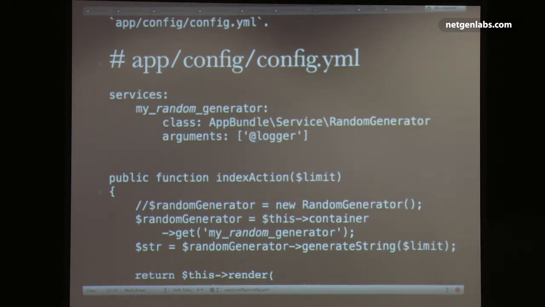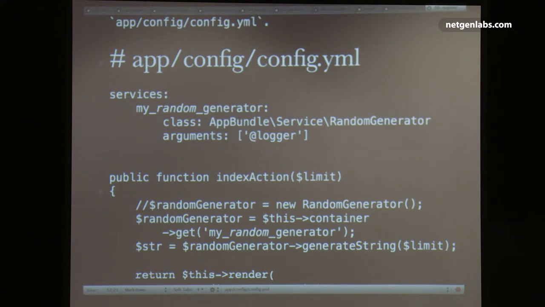But if you want it to be a service, the kind of magic, this is a Symfony specific thing, is you put the at symbol. As soon as you put at there, it says, no, no, no. When you instantiate the random generator, go get the logger service and pass it as the first argument when instantiating it.